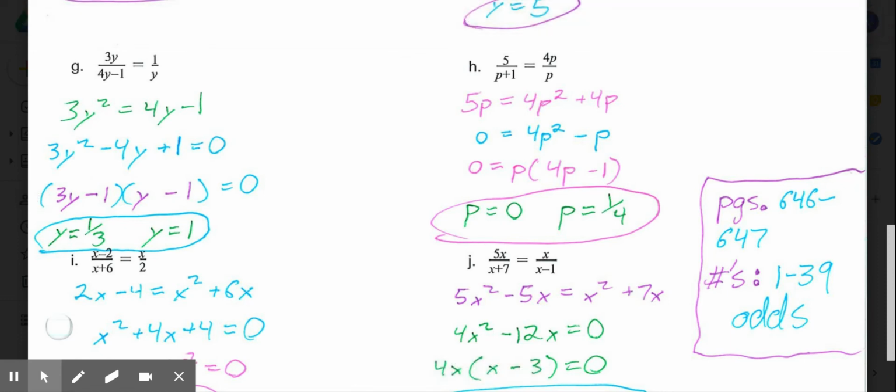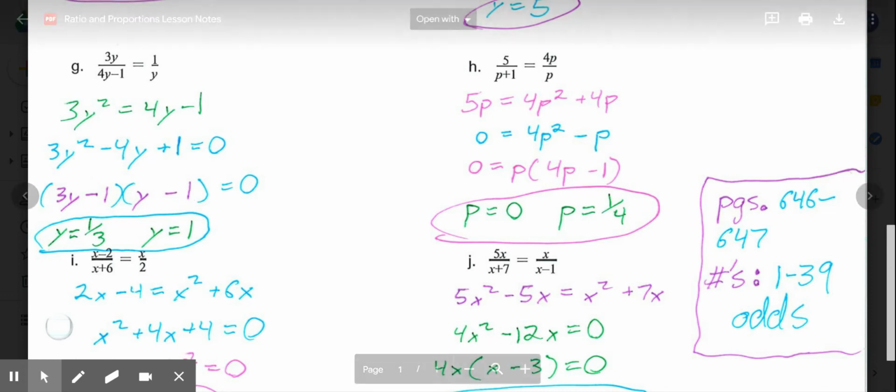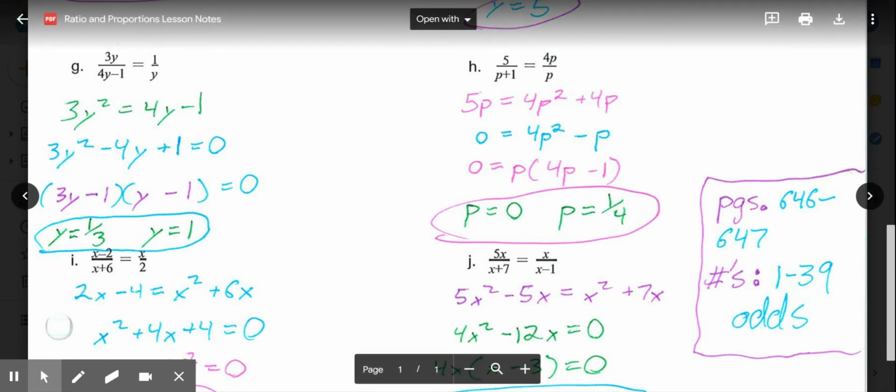Now, if you remember from our last few lessons, in order to solve for y, we set each one of these equal to 0. So 3y minus 1 equals 0. Add 1 and divide by 3. Y equals 1/3. Y minus 1 equals 0. Add the 1, and y equals 1.